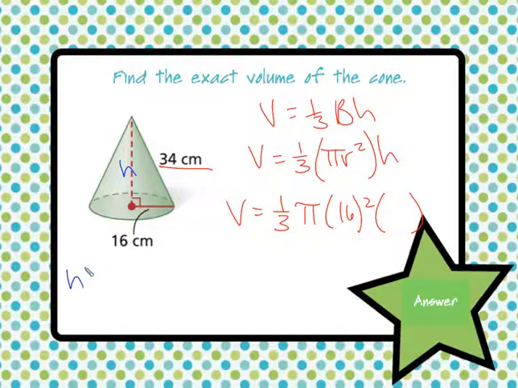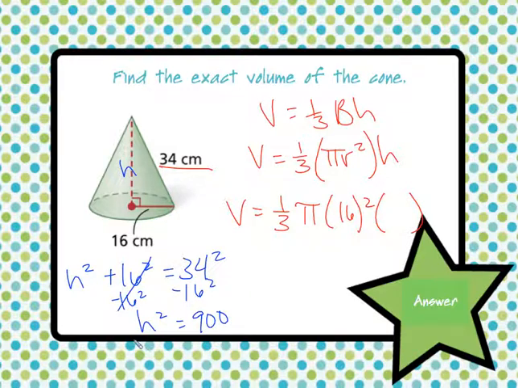So to get the height, you have to do h squared plus 16 squared equals 34 squared. Unless you know your Pythagorean triples, because it is a triple. But I'm going to go ahead and subtract 16 squared. Now you have to actually square those. You cannot just subtract 34 and 16. So do 34 squared minus 16 squared in your calculator. And you should get h squared equals 900. Take the square root of both sides and h equals 30.